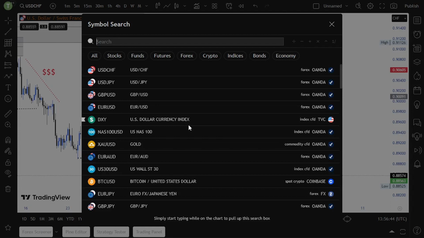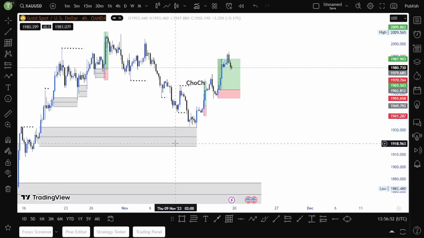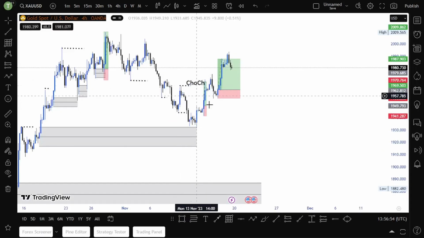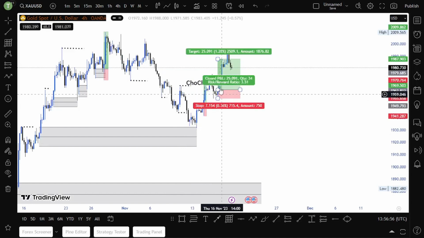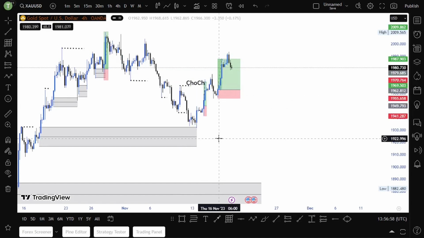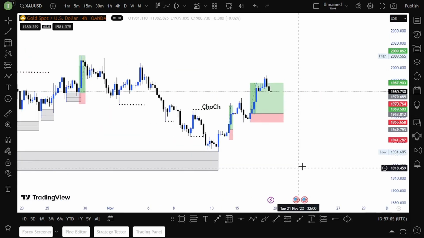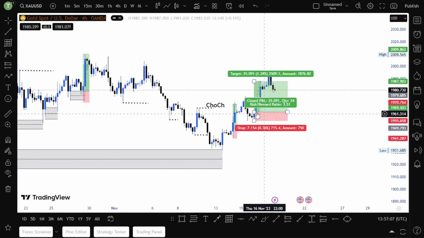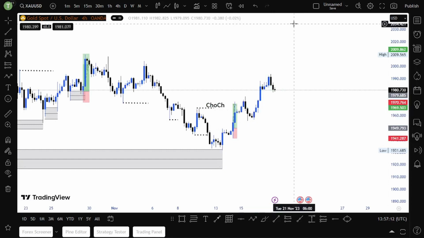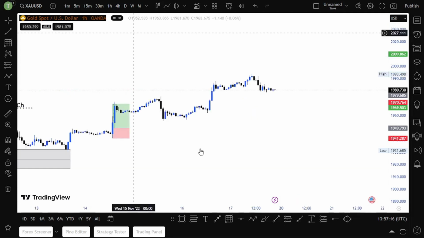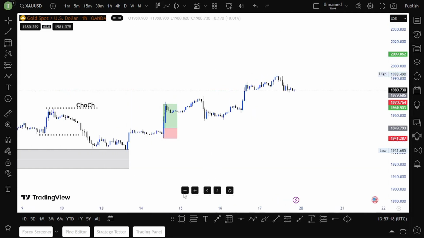Now let's look at gold. Looking at gold, guys, I had two nice trades here. As you can see here, I had two buys. We hit TP already, so now we are in a pullback. Let me just quickly go on H1 and show you nicely.